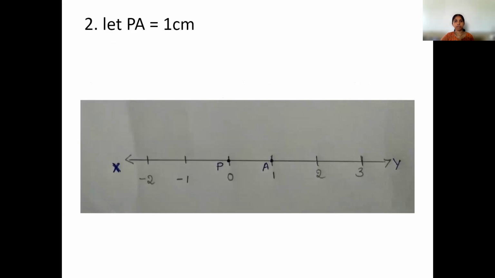Next, you will be drawing as follows. Let PA be equal to 1 centimeter. As I have told you, this will be P and to A will be equal to 1 centimeter. So P to A will be 1 centimeter. The next one.